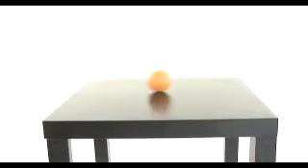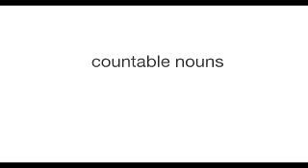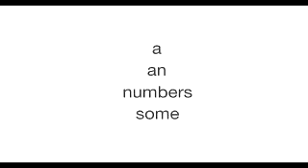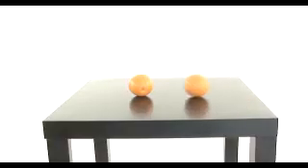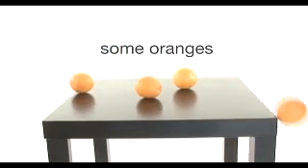Now let's talk about the grammar in the movie. Look at these sentences. Would you like a hamburger? Would you like an orange? Would you like some vegetables? For countable nouns, we use a or an and numbers. If the number is not important, we use some. We add s to show that there is more than one. An orange, 2 oranges, 3 oranges, some oranges.